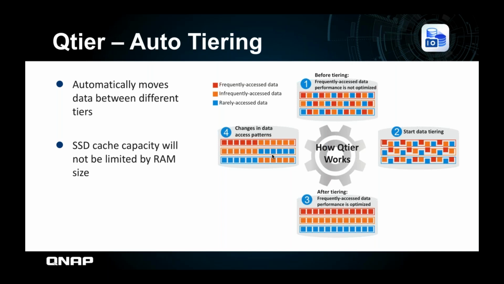An advantage of Q-tier over cache is that with Q-tier, the size of your SSD tier is not dependent on the amount of RAM that you have. So you can have as much SSD capacity in your SSD tier as you want, regardless of how much RAM you have.